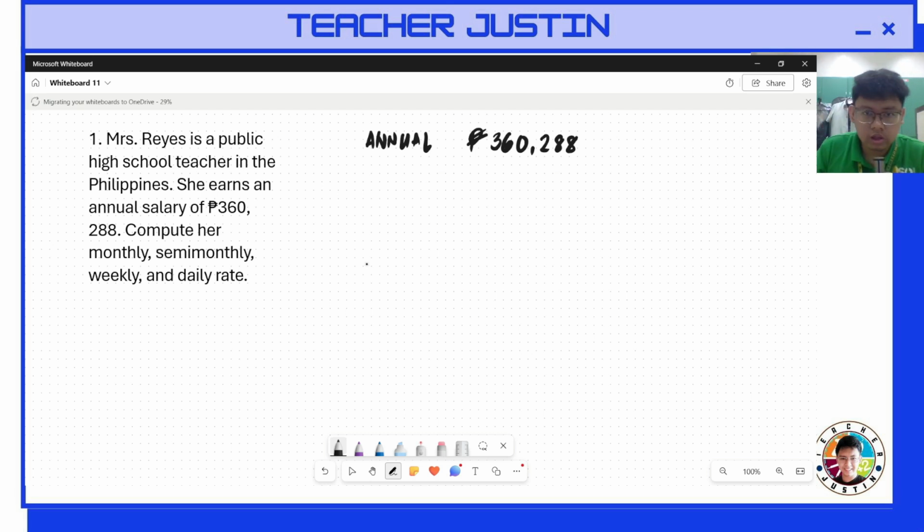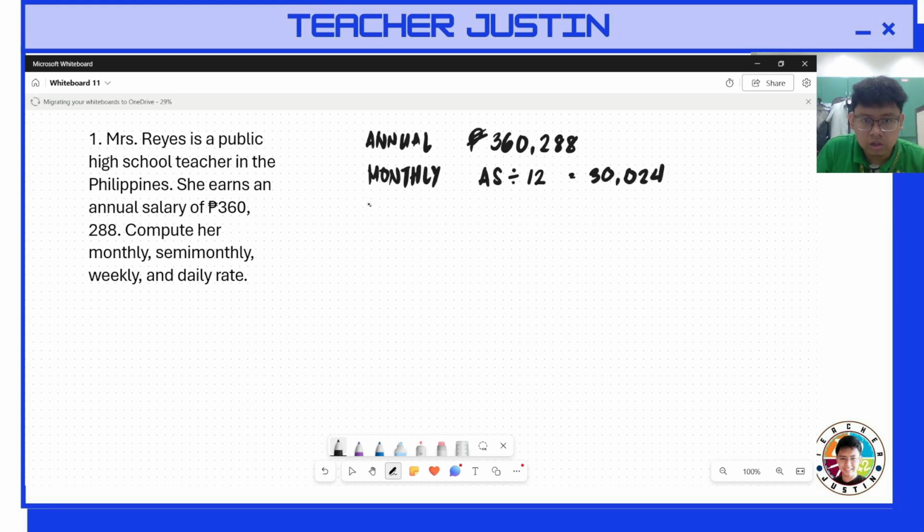So to get the monthly salary, we have to divide the annual salary by 12 because we have 12 months in a year. So let's divide 360,288 divided by 12. That will give us an equivalent answer of 30,024. Okay, so that will be her monthly salary.